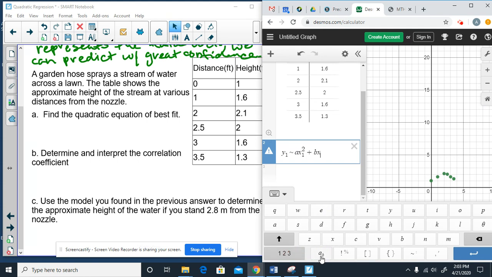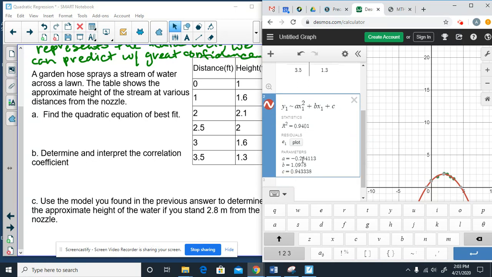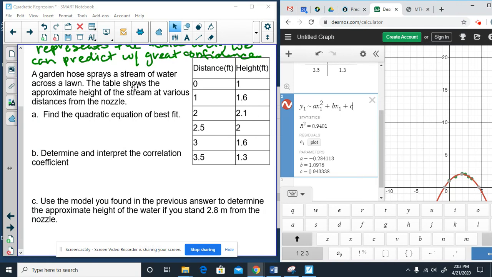X's and Y's need a sub 1, arrow out of there, plus C. All right. So here we've got an A, a B, and a C, and we're going to use that to do part A here, find the quadratic equation of best fit. So let's go back to that page, and we're going to write that again in standard form.